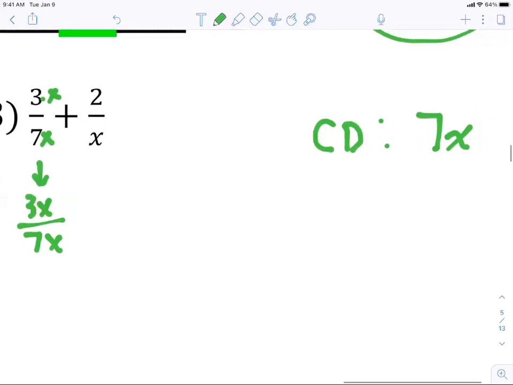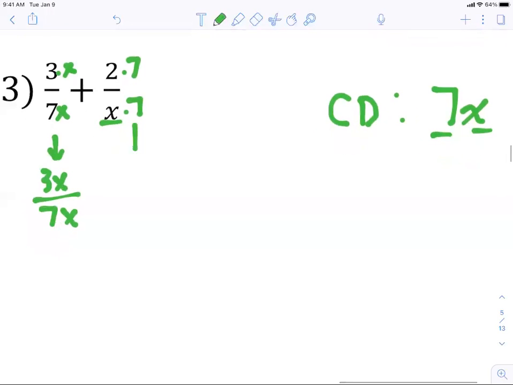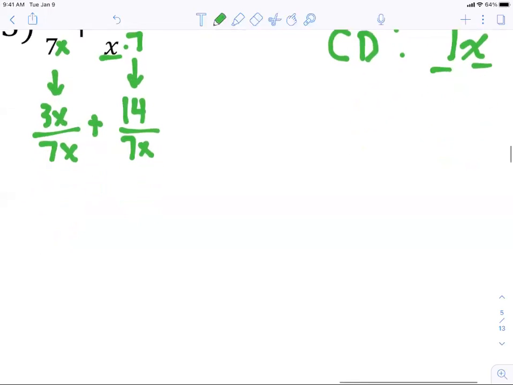Now this is different. This one has the x part of the common denominator, but it's missing the 7. So here we're going to multiply by 7. But again, what we do to the denominator, we also have to do to the numerator. So what that one turns into, bring down the plus sign, 2 times 7 ends up being 14, and 7 times x ends up being our common denominator.